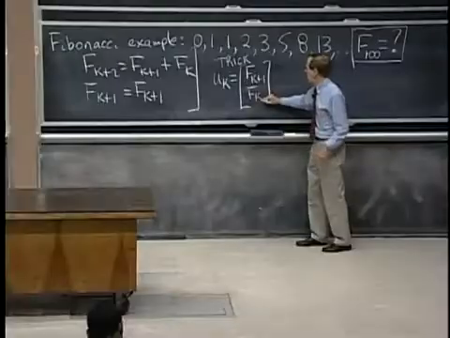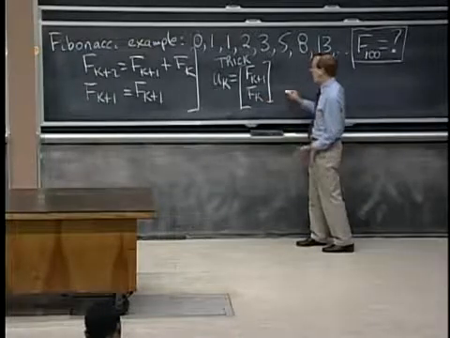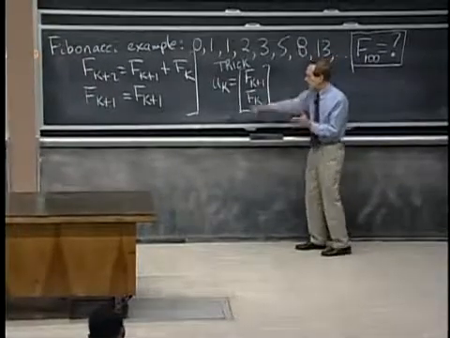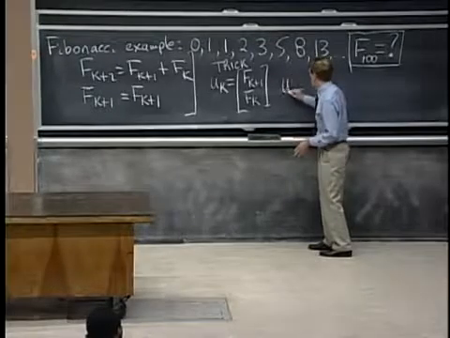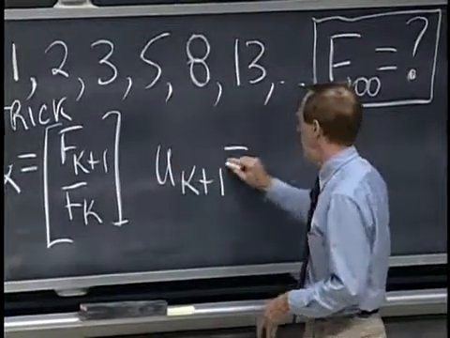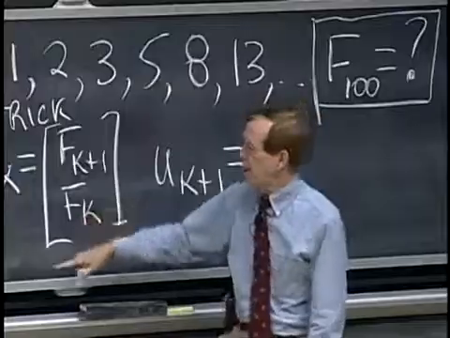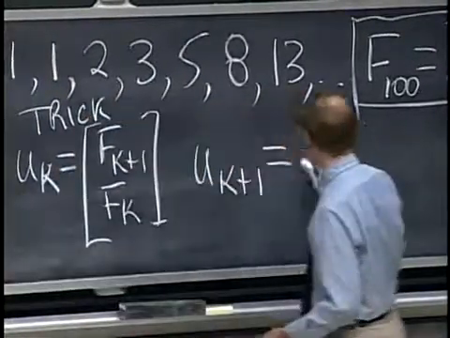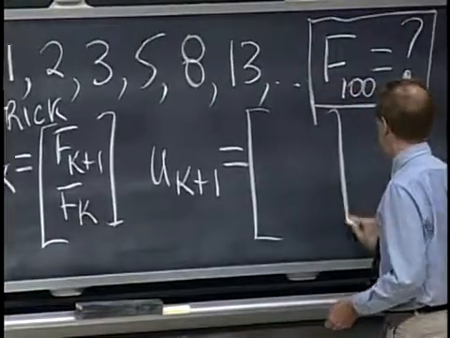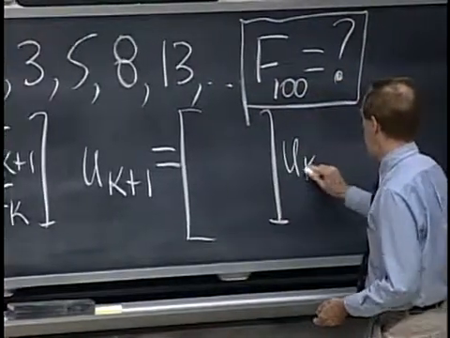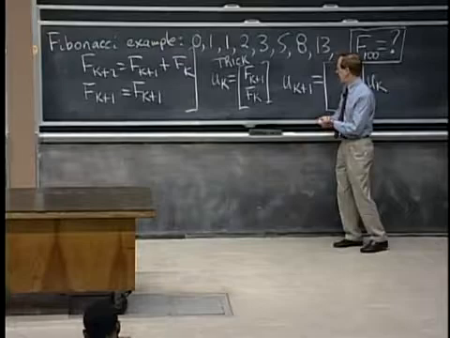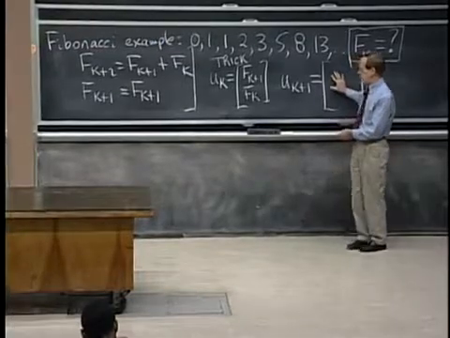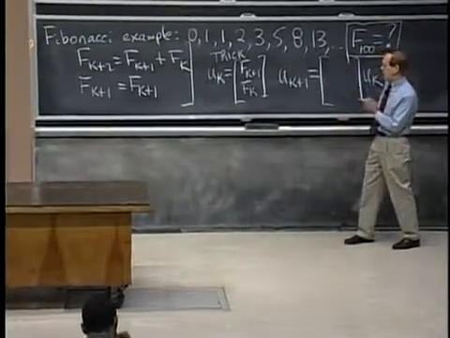This is my unknown. And what's my one-step equation? So now u_{k+1} is the left side. And what have I got here on the right side? I've got some matrix multiplying u_k. Can you see that all right? If you can see it, then you can tell me what the matrix is.